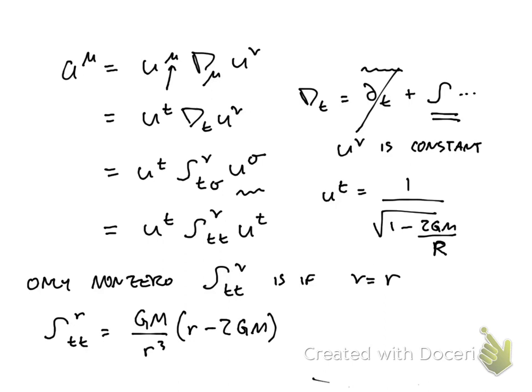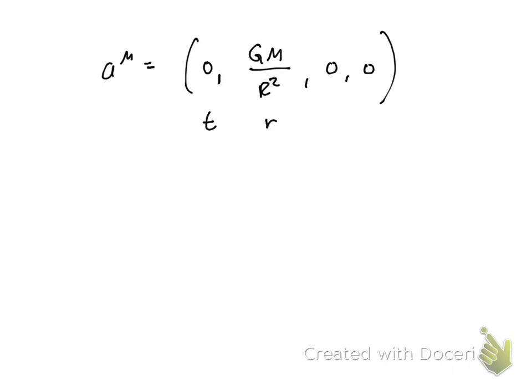Now, that's fine. So now we take this and we assemble all the pieces together. We use the fact that u^t is equal to 1 over root(1 - 2GM/r), and we use the fact that Gamma^r_tt equals this. We plug both of these into this formula right here, and what we find, after a tiny bit of algebra, is that a^nu equals (0, GM/r^2, 0, 0), where again I'm using coordinates t, r, theta, and phi.